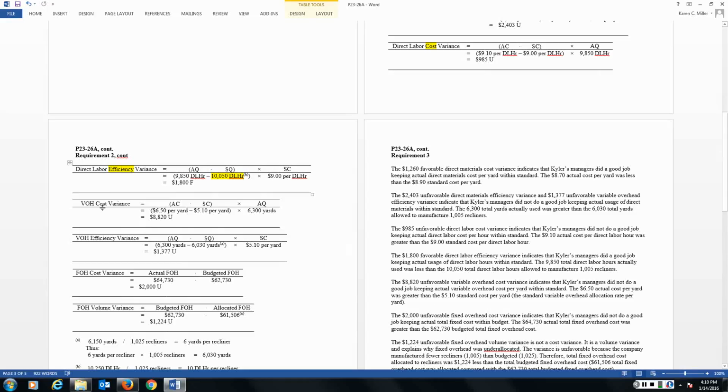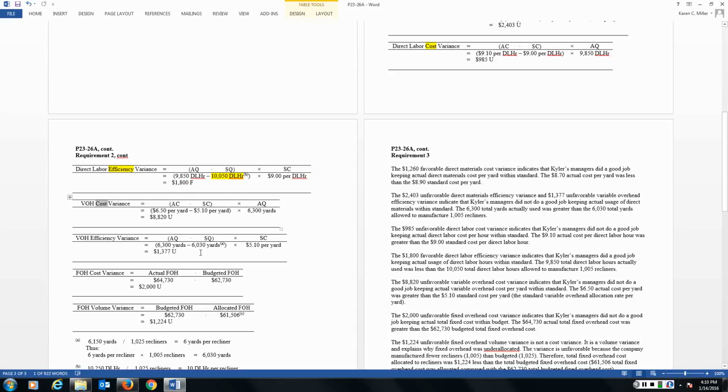Okay, our variable overhead cost variance is simply looking at what was our actual cost. So what did we estimate to be our overhead rate, and it was $6.50 per yard versus the $5.10. We incurred $6.50 when it should have been $5.10. And so we actually have an unfavorable variance.